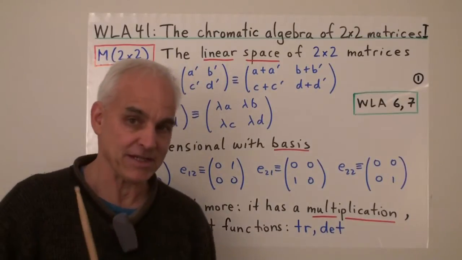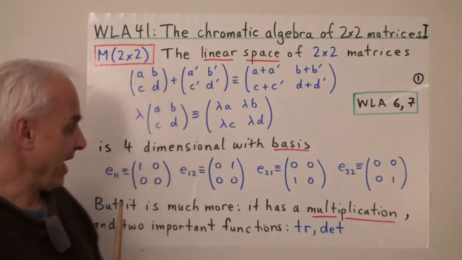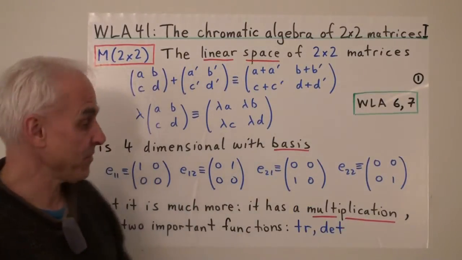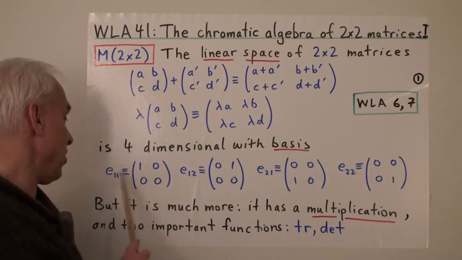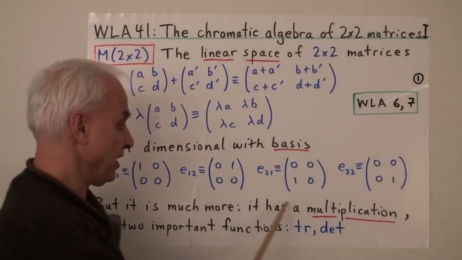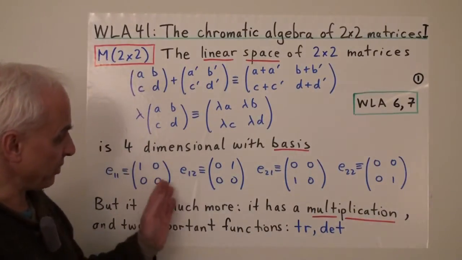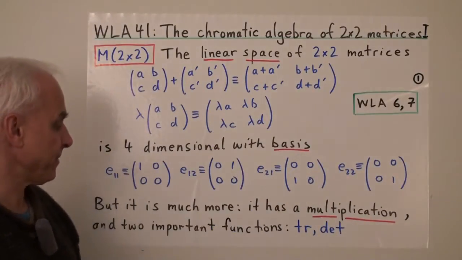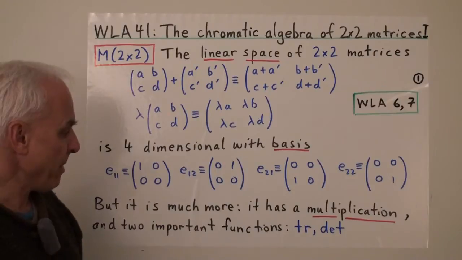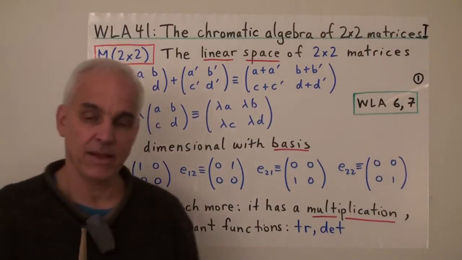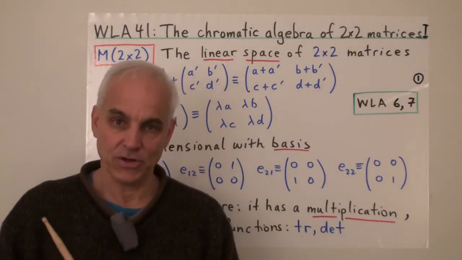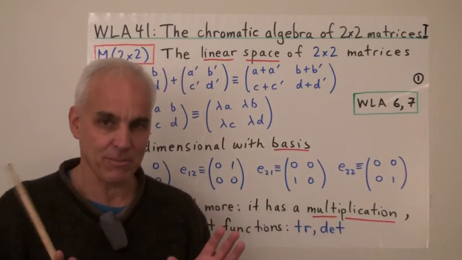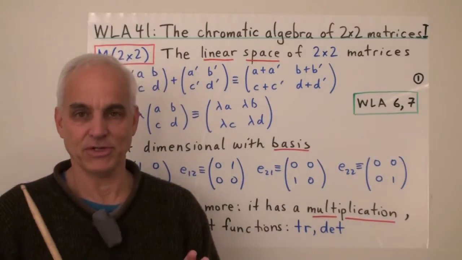It's another interesting example of a four-dimensional space, and we can see that it's four-dimensional because it has this explicit basis consisting of these four matrices, which we might call E11, E12, E21, and E22. It's pretty obvious that they're linearly independent and that they span the space. But now today we're going to concentrate on something in addition to the linear structure, which is the multiplicative structure. The fact that we can multiply 2 by 2 matrices.